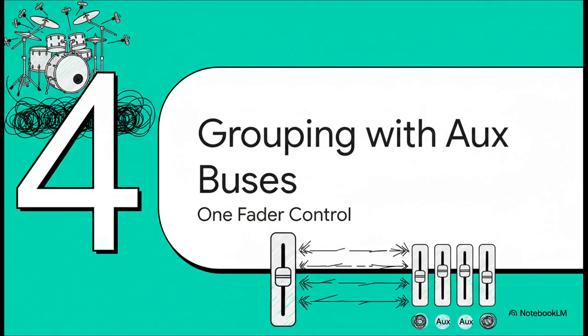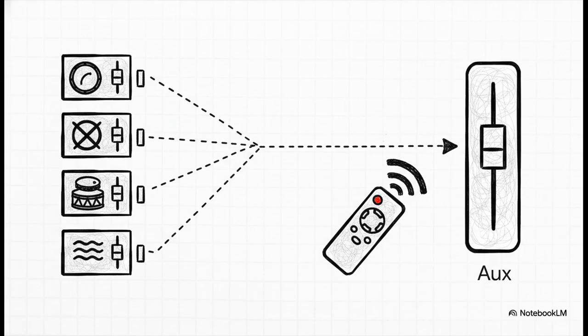Okay, let's talk about a real pro tip for making your life easier. Imagine you've got, say, 8 mics on a drum kit. Trying to adjust all 8 of those faders at once during a live show? It's a nightmare. But there's a really clever trick you can use with the aux buses to create groups. The easiest way to wrap your head around this is to think of an aux bus as a master remote control for a whole group of channels.